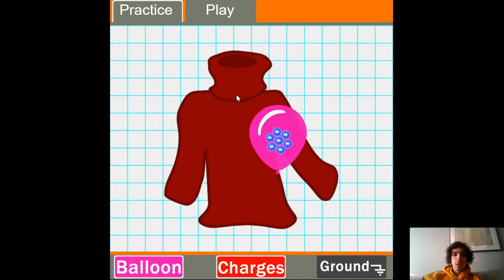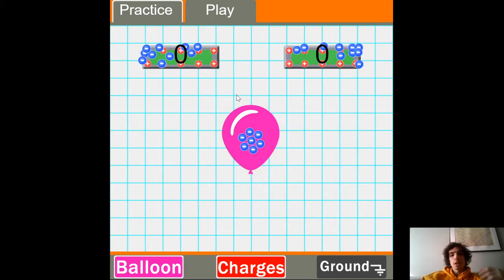So since it has the same number of protons but fewer electrons, it has an imbalance. It still has more protons than electrons, and now the sweater is positive. Our balloon is left negative because it was neutral and had the same number of protons and electrons, and now that it's gained some electrons, it has more electrons than protons. So that's our triboelectric charging.